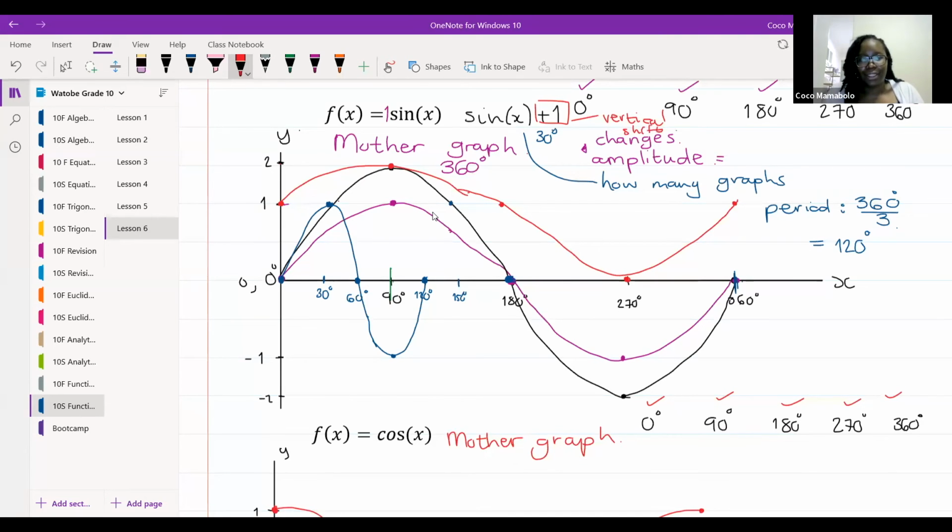All right. Now, everything I've done over here, guys, I can do with my cos mother graph. I can do it with my tan mother graph. All of them will kind of sort of look the same in terms of the movement.